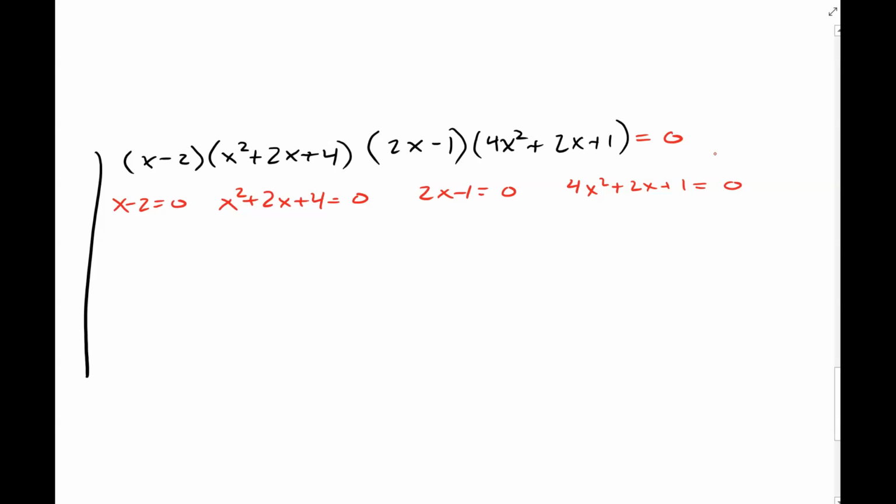So 2 of these factors are very easy to solve right away, right? x minus 2 equals 0, that's easy to solve. And 2x minus 1 is equal to 0. That's also really easy to solve. Any questions on those 2? No. Okay. So let's worry about then x squared plus 2x plus 4 equals 0. How do I solve something like that?